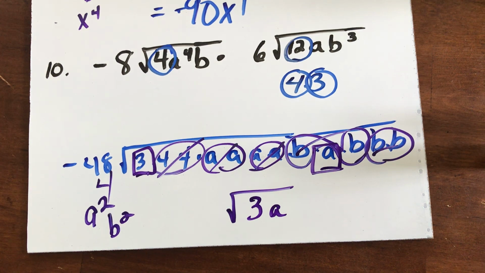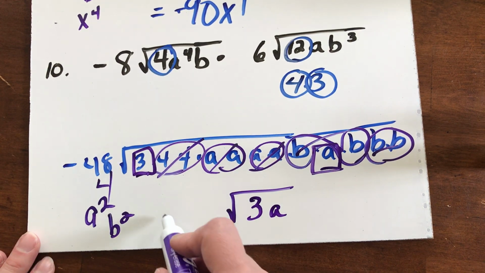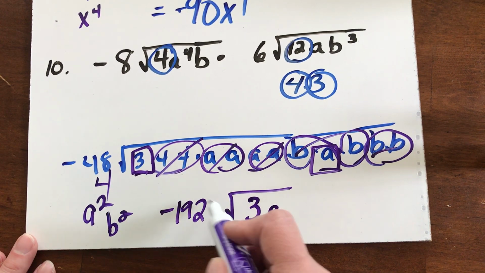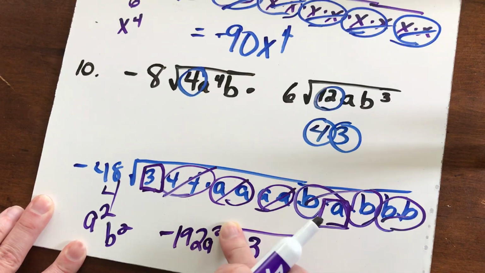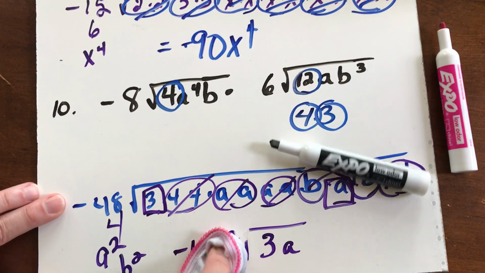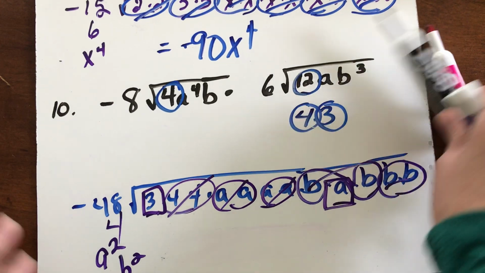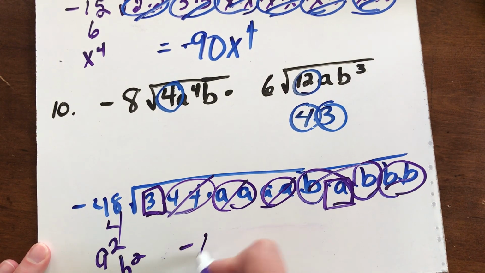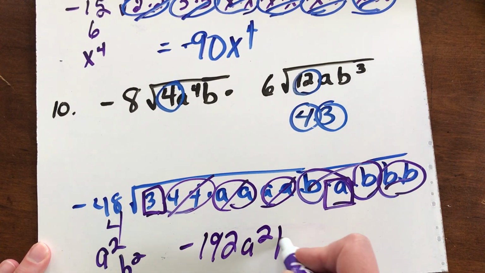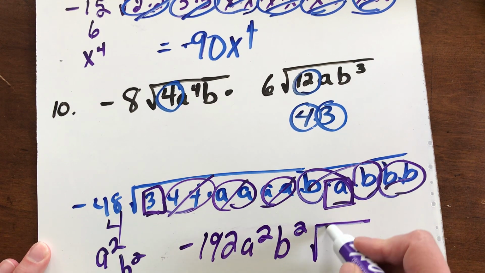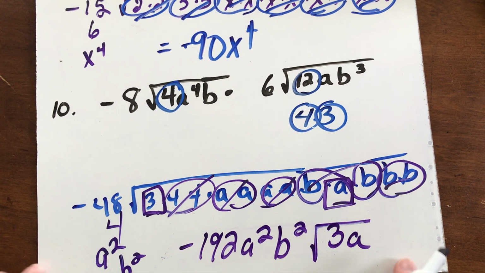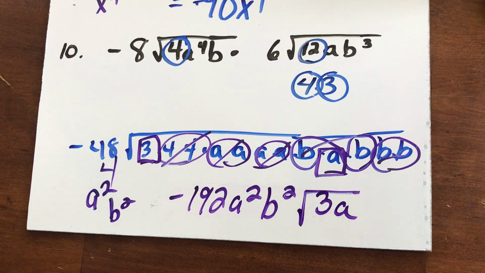Now negative 48 times 4 is going to be negative 192. And then that's going to be 8. I wrote too big. It's going to be negative 192 A squared B squared. And we're left with a lonely 3A underneath. Okay, I hope this helped you out with multiplying radicals.